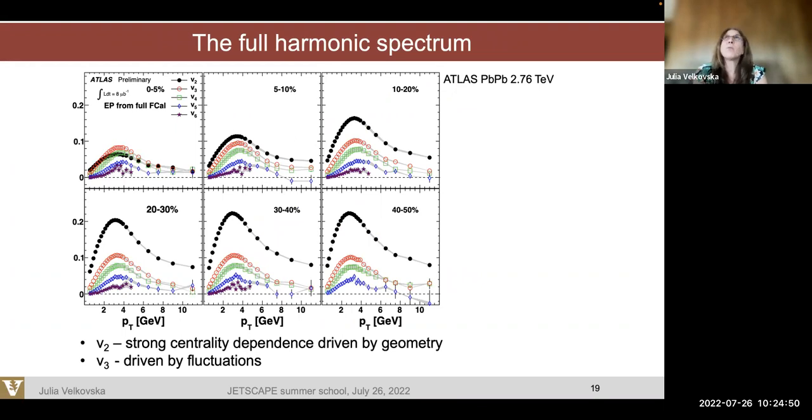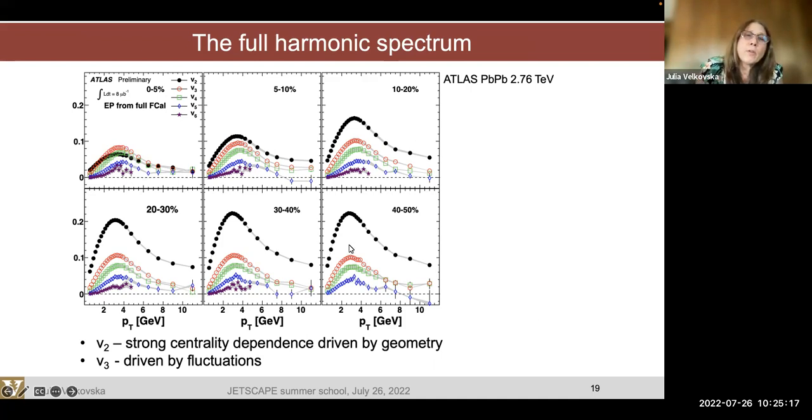It was around 2010-2011 where all experiments basically measured the full harmonic spectrum. Here I show the measurements from ATLAS, and what you see is that the second harmonic, the elliptic flow, so this is the more central collisions, more spherical, and the more peripheral, which are more ellipsoid in the beginning.